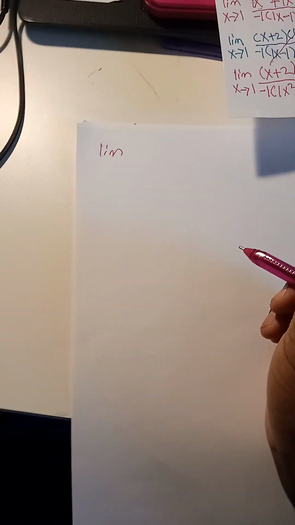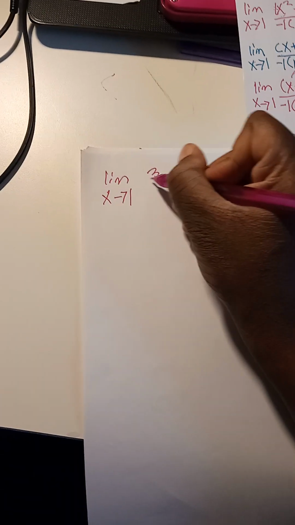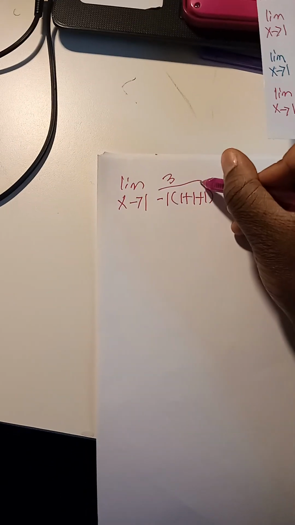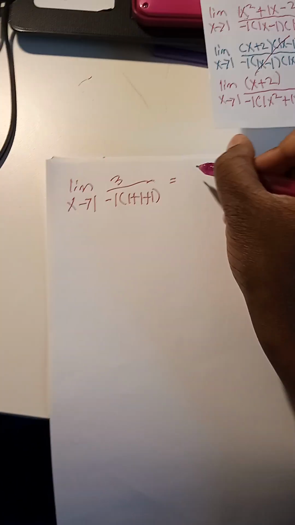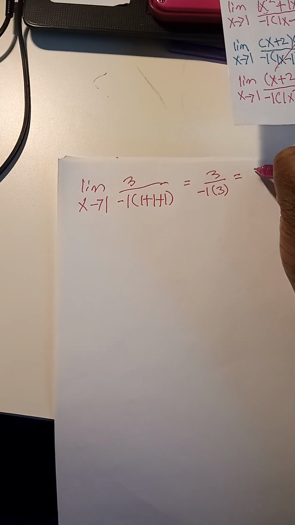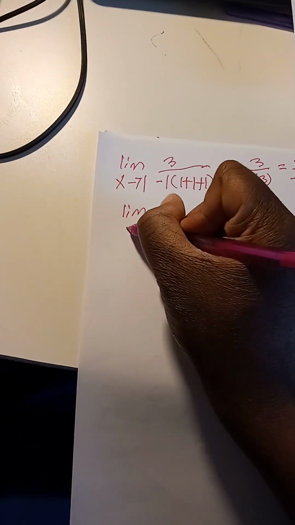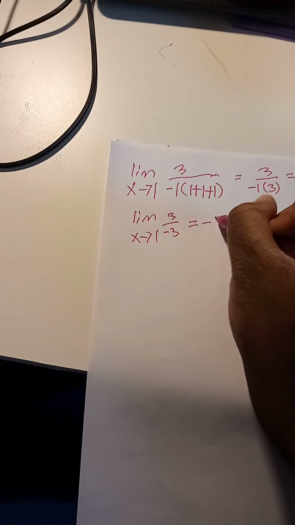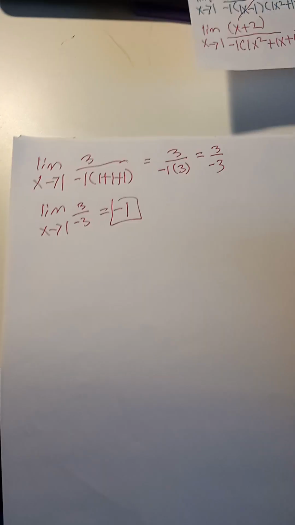So the limit as x goes to 1 of 3 divided by negative 1 times 1 plus 1 plus 1 is equal to 3 divided by -1 times 3, which is equal to 3 divided by -3. And then the limit of x goes to 1 of 3 divided by -3 is equal to -1. And this is the solution to this problem.